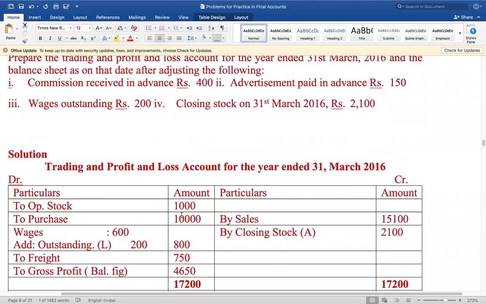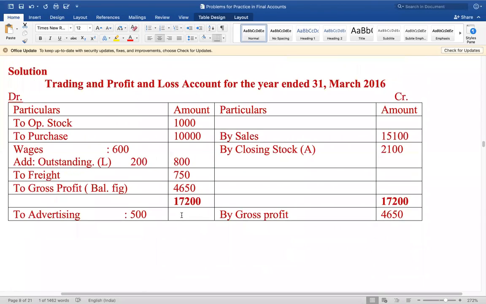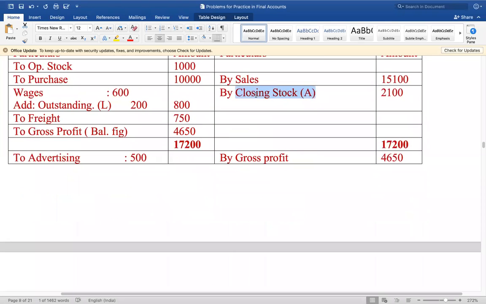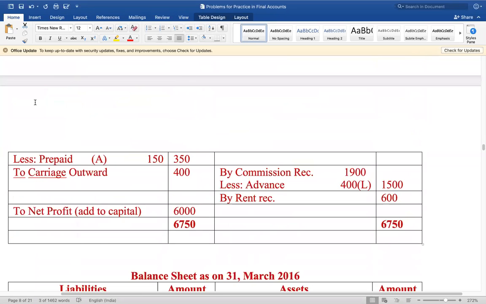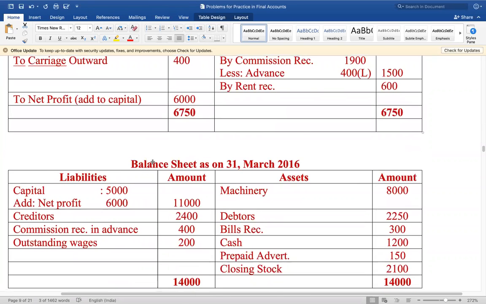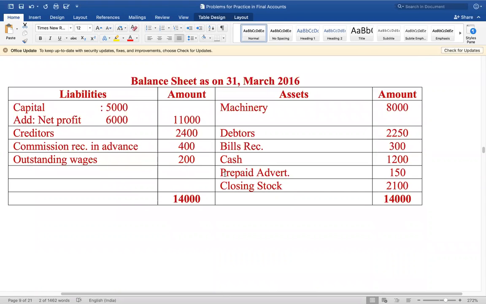Now you take what you have treated as assets in the profit and loss account or trading account. Closing stock you have treated as asset, number one. And prepaid advertising you have treated as asset, number two. So bring those two. Prepaid advertisement 150, closing stock 2,100. Both are assets. So take the total. It is 14,000 and 14,000 on both sides.